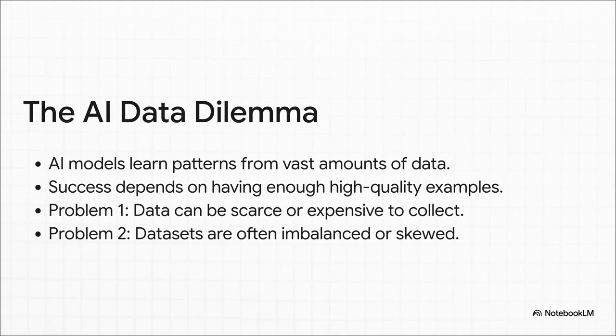Okay, so think of an AI model kind of like a student, right? To learn something new, it needs to see tons of examples. We're talking thousands, sometimes millions. But here's the problem. Real-world data is, well, it's messy. It can be super expensive and take forever to collect and label. And even when you get your hands on it, it's often lopsided, it's missing key perspectives. And that can absolutely cripple an AI's ability to perform in the real world.